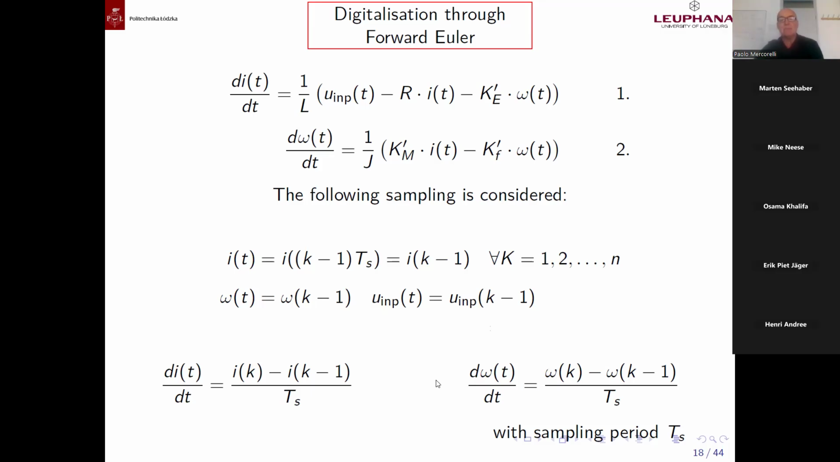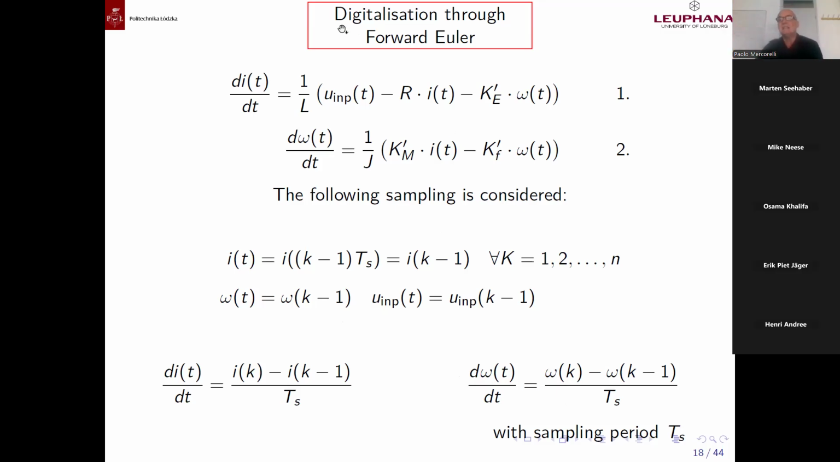We can also consider the approximation of the derivative in this form here. This is probably known from Gymnasium, no? The derivative of the current equals i(k) minus i(k minus 1), divided by Ts. Basically, the value at time k of the current, or the omega, or the velocity, minus the previous value, divided by the interval I am considering between the two values, the time interval to be precise. Now, this way to sample in this definition is the forward Euler method.